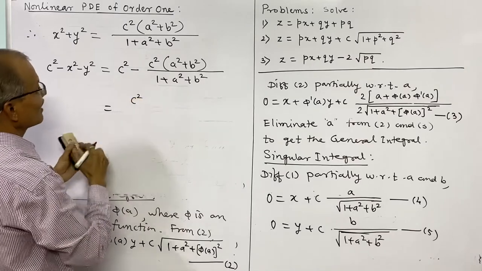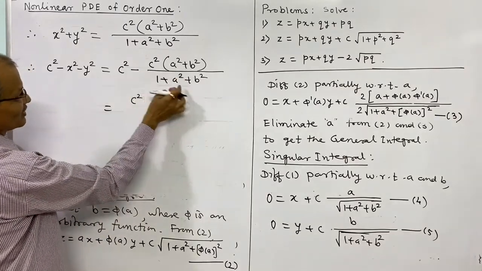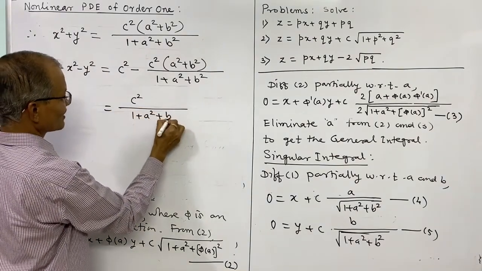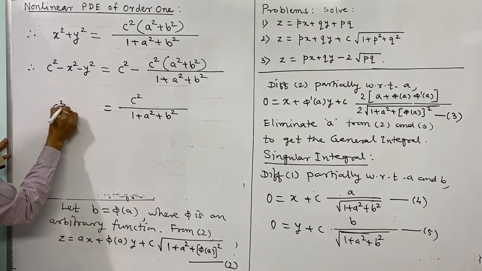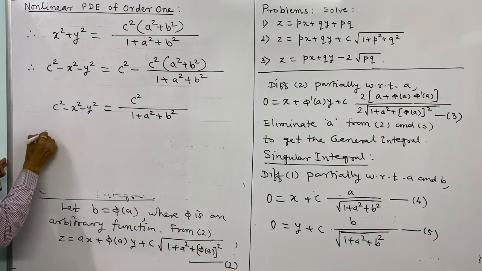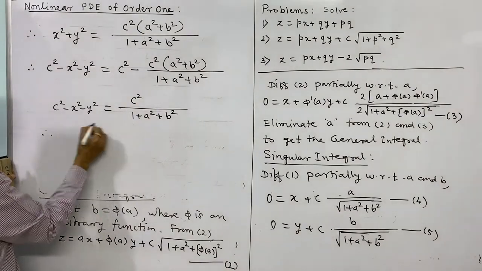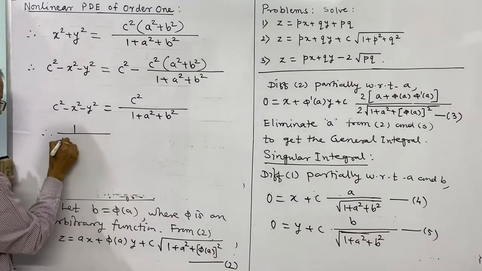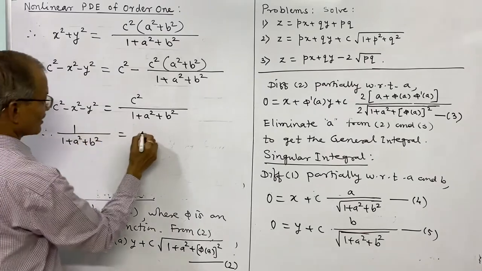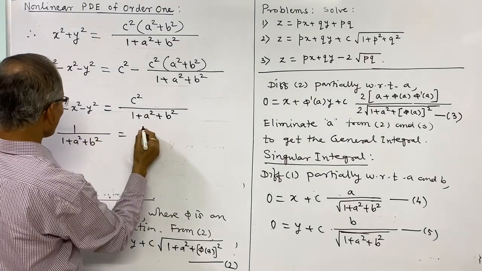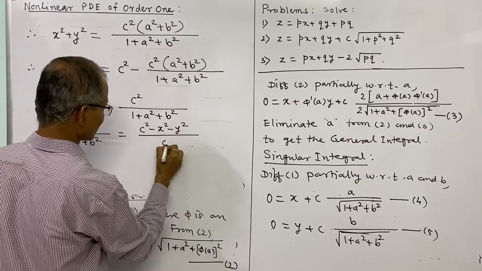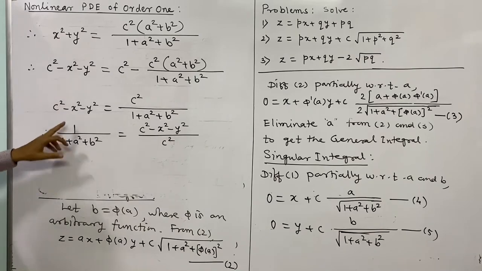You can verify this. This term cancels with this product, and c square remains, c square divided by 1 plus a square plus b square. This is what is c square minus x square minus y square. And again from this, the value of 1 upon 1 plus a square plus b square will be, take this term on the other side, c square minus x square minus y square divided by c square. So this is the value that we have obtained for this one.